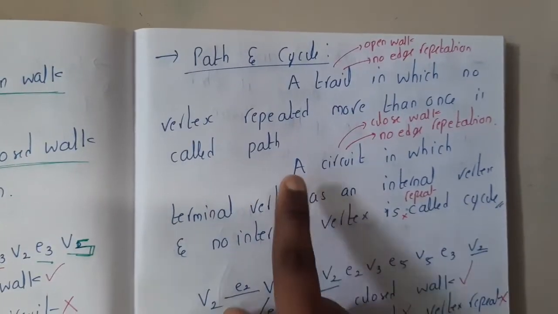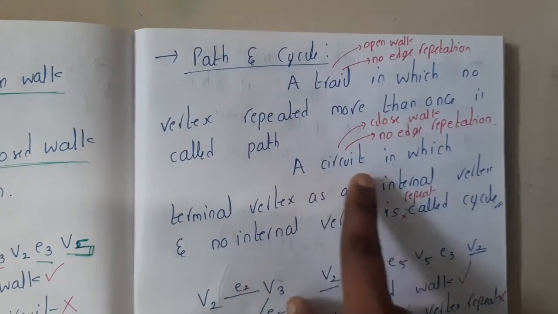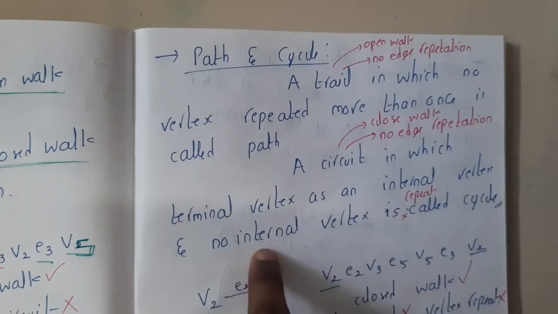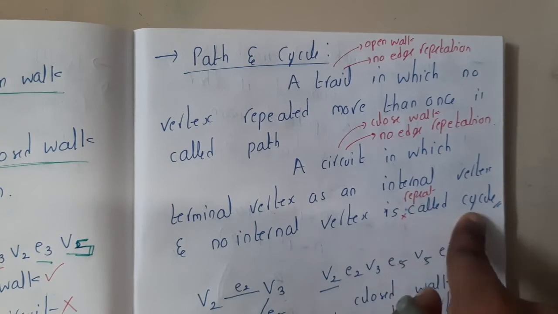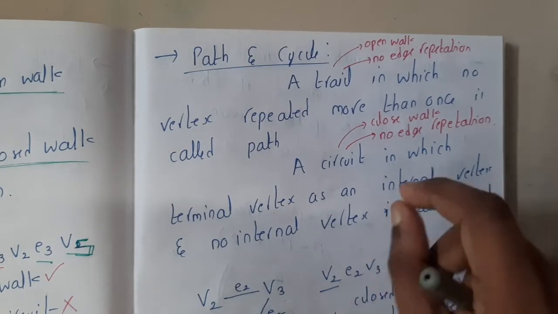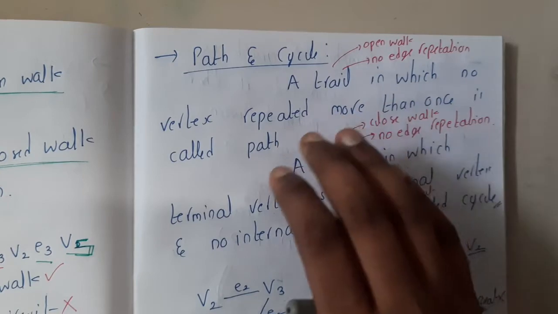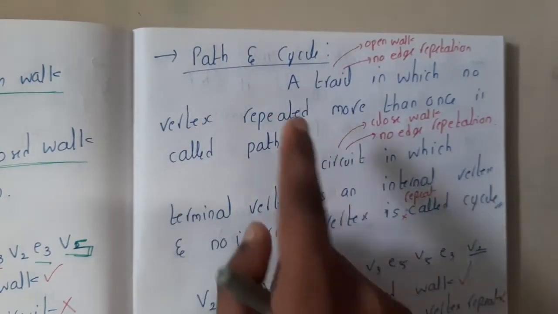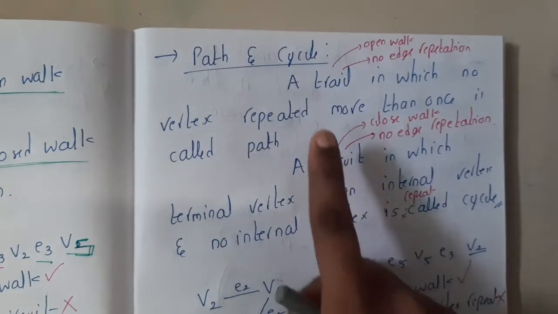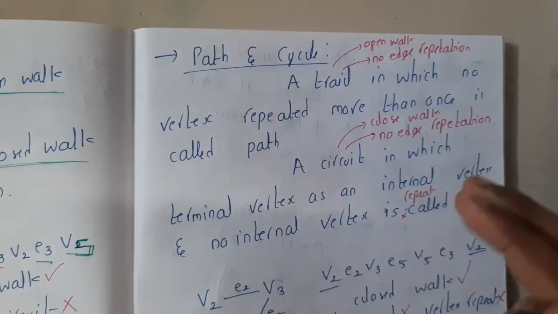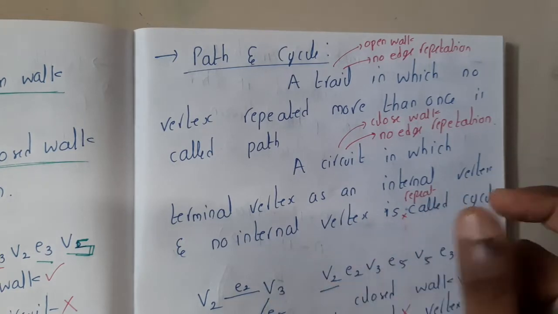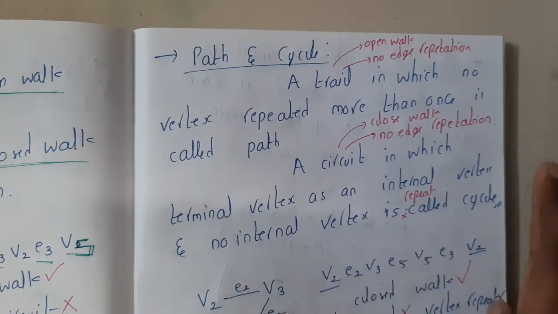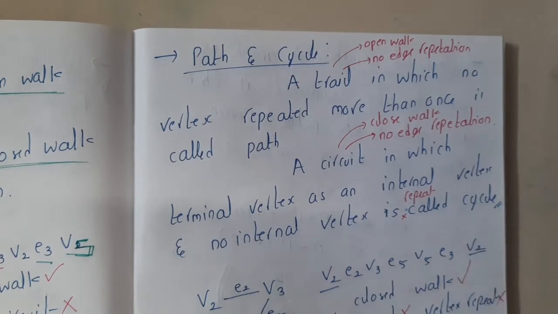Similarly, a cycle is nothing but a circuit in which the terminal vertices are the only repeated vertices, and no internal vertices are repeated. Basically, what these 2 definitions are saying is that a path is a trial without repetition of vertices. Similarly, a cycle is a circuit without repetition of vertices other than the terminal. So starting and ending should be the same, that's it. Anything other than that is not allowed. Now I think everyone understood the chain, right?